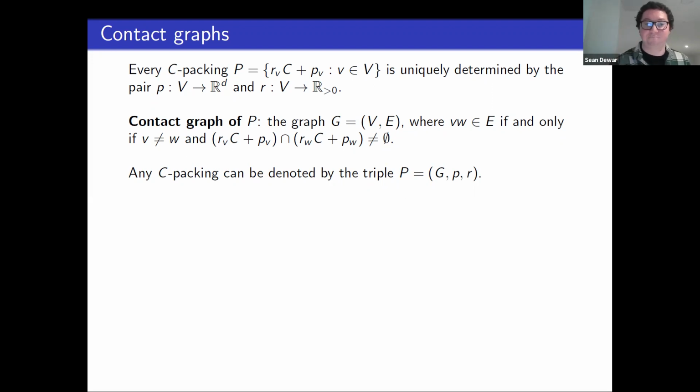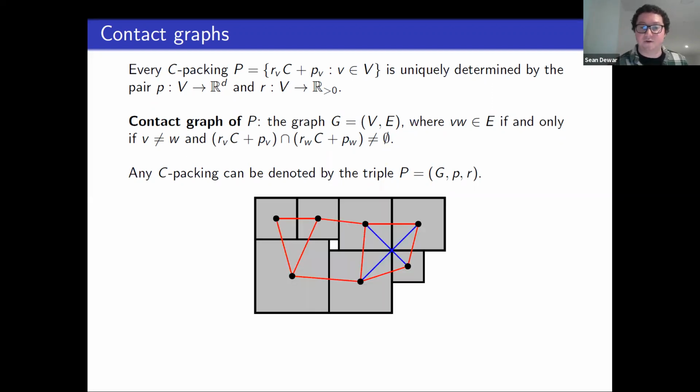All right. Here's a quick example. It's a bit of a weird one, but this is another square packing. I put all the edges in red, which are the standard edges. But you'll notice I've also got these two weird diagonal edges, which I've colored in blue. Because this square and this square are touching, there is an edge between them in the contact graph.